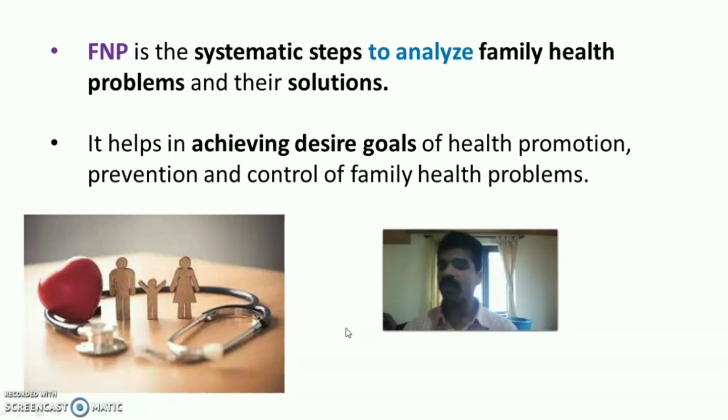The family nursing process helps in achieving the desired goals of health promotion, prevention of diseases and control of various family health problems. So it also helps to achieve the desired outcomes for the family by rendering health services for the health promotion of the family members, prevention of various communicable and non-communicable diseases that affect the family, and thus controlling the various family health problems.